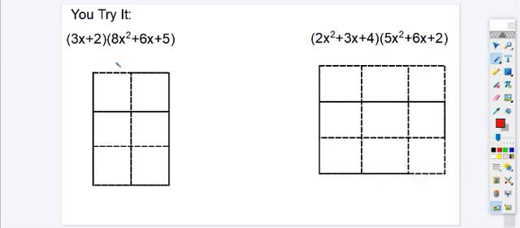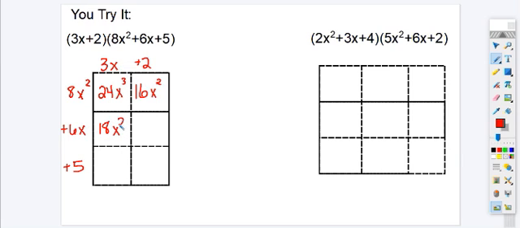So to work this one, when you made your 2x3 box, you put your 3x and your 2, positive 2. And you put your 8x squared, positive 6x, positive 5. And then you multiplied. 3 times 8 was 24. X times x squared is x to the third. 8 times 2, 16x squared. 3x times 6x is 18x squared, because x times x is x squared. 2 times 6x made 12x. 3x times 5 would make 15x. 2 times 5 makes 10. And then your multiplying is done.